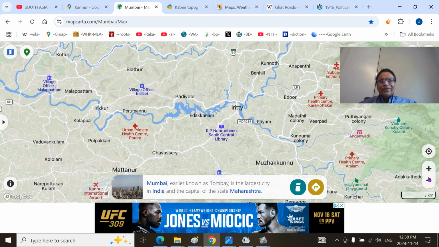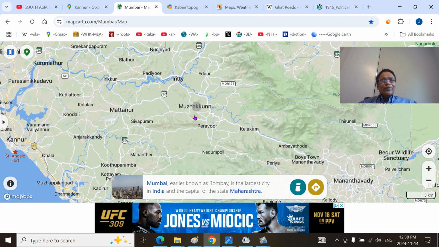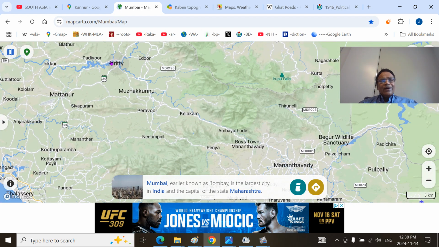So if you zoom out, you can very easily see the Valapatnam river, the Iritty river, along with its tributary Aralam, then the Bawali. The pass goes to AmbayaThode and KottiYoor. This is the Churam. Churam means a misty, foggy region. Churam to ManathWady.